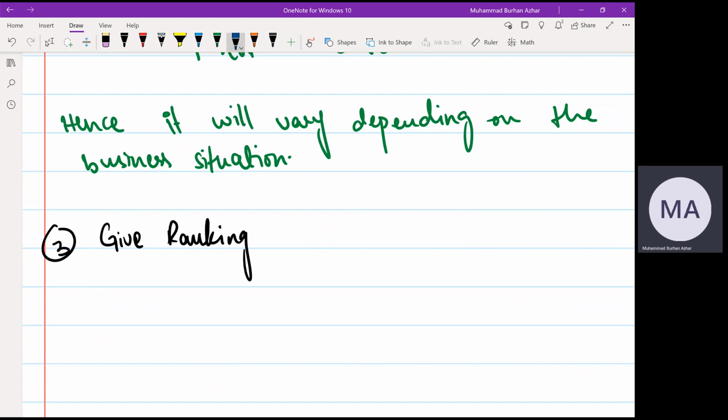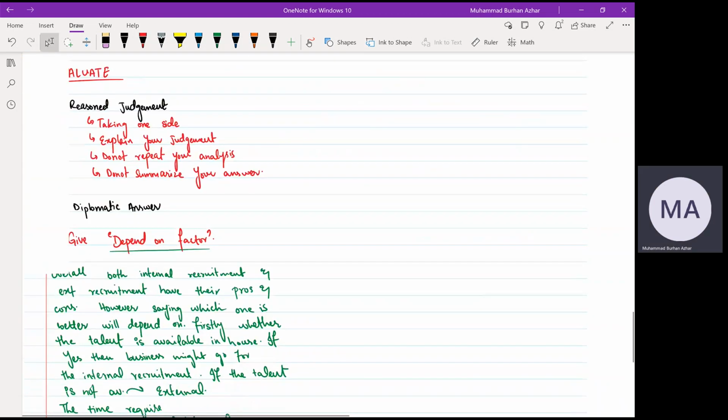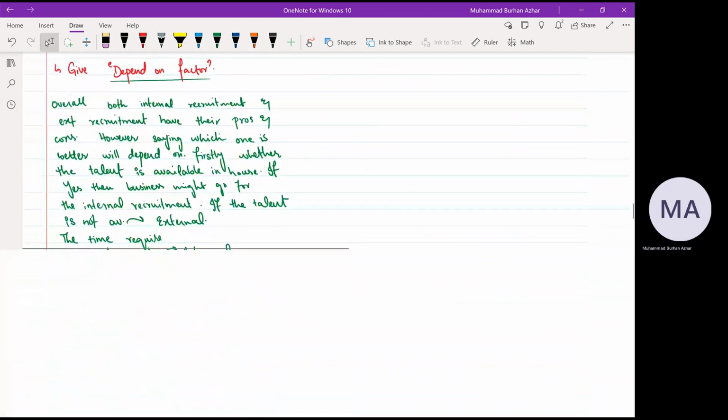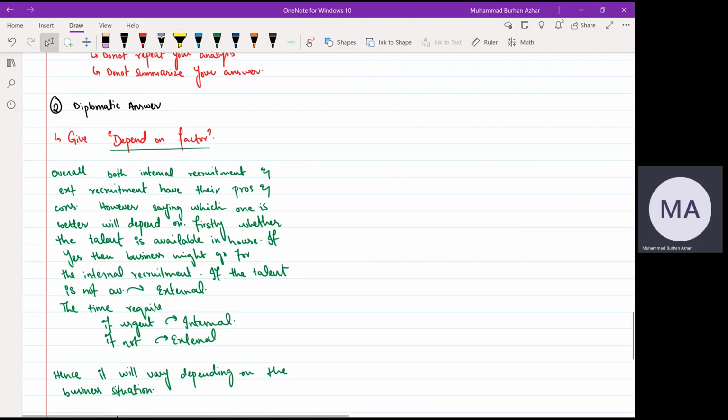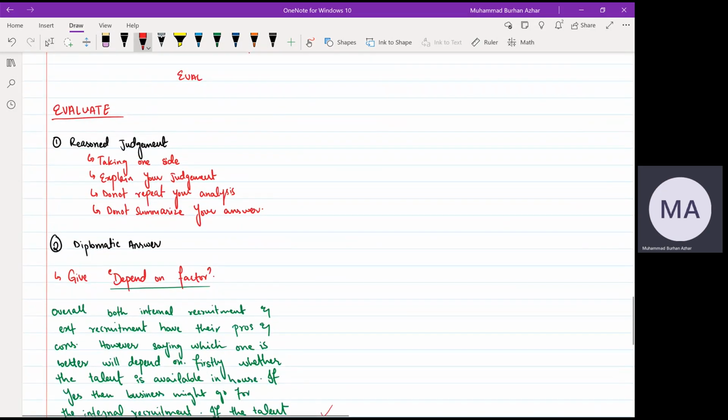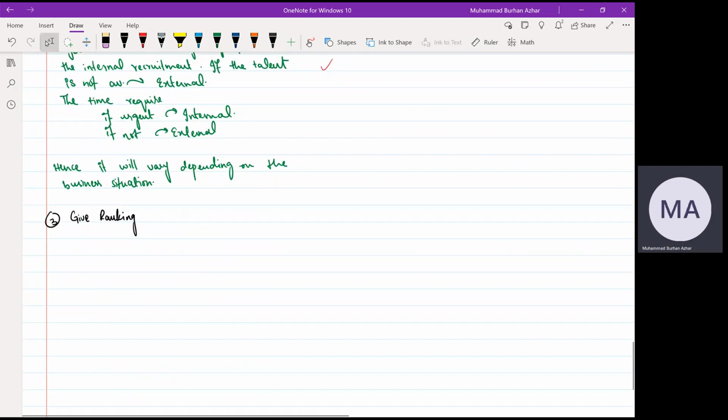Then I will do a ranking: after that, which is the most important factor, and after that which. So in ranking questions too, you can do this. The approach to evaluation will depend on the question. It will vary. Somewhere you'll give a depends-on factor, somewhere a reasoned judgment, and somewhere you'll give a ranking of the things that you should do.